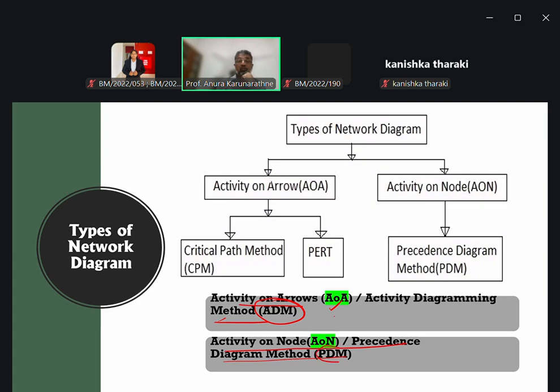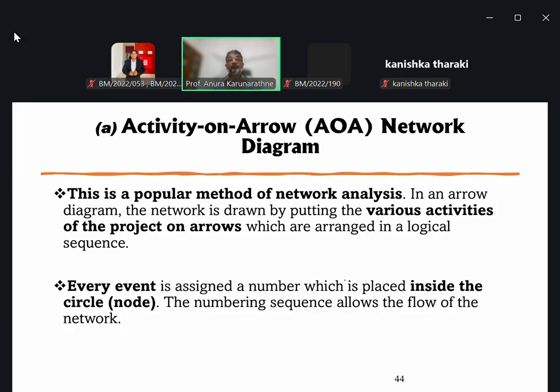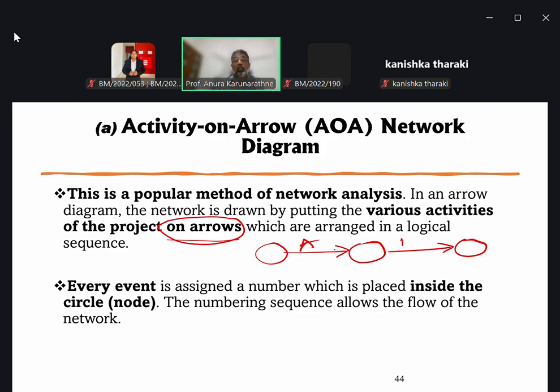Method, precedence diagram method, or the AON and AOA. Right? This is a particular method of networking analysis. AOA. In an arrow diagram, the network is drawn by putting the various activities of the project on arrows. So if you explain it in this way, this is activity A, activity B. Activity on arrows means we explain the activity through this particular arrow.